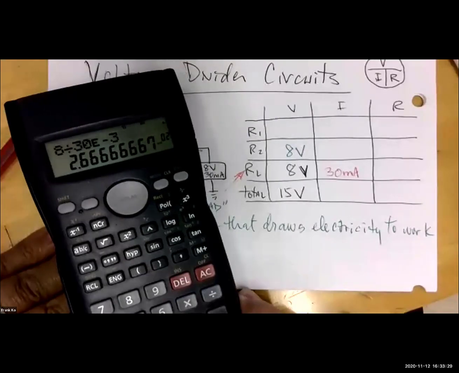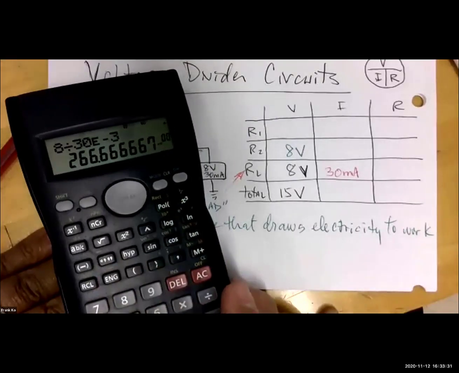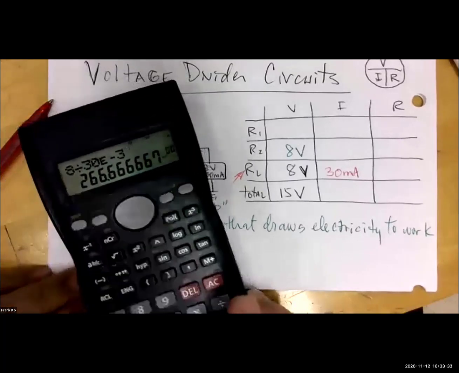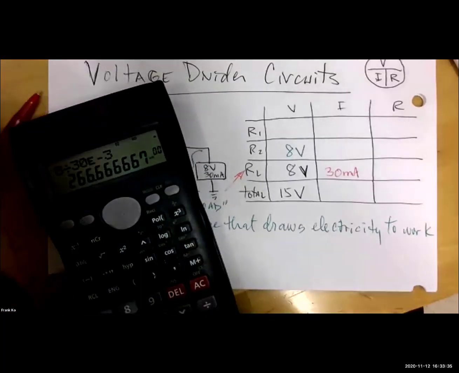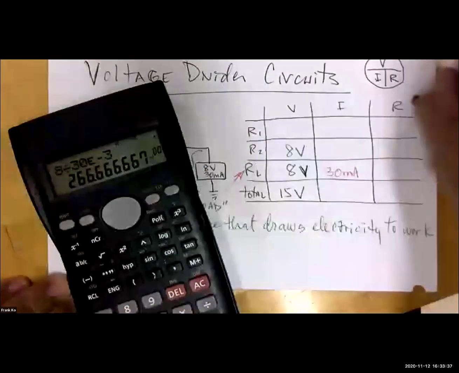266.66 ohms. And let's see, put this in engineering mode. And yes, I concur that we have 266.67 ohms, yes?